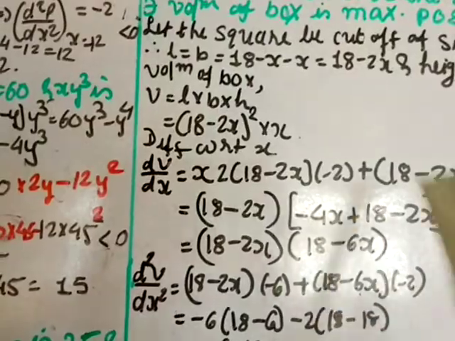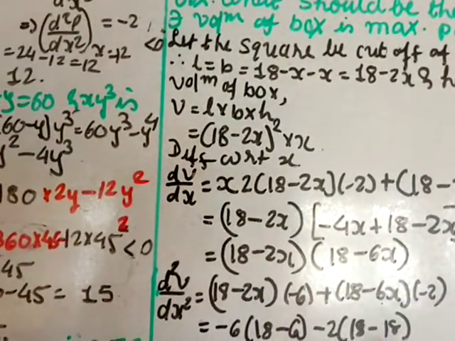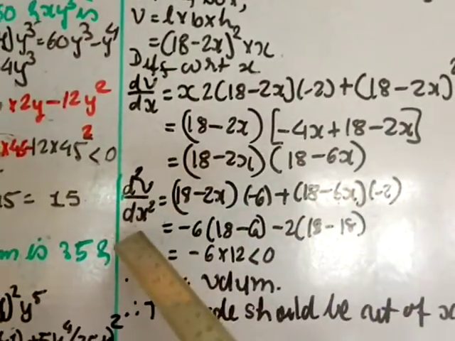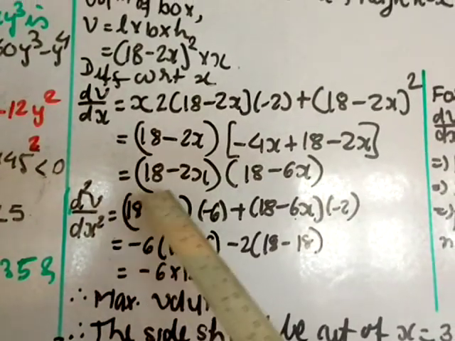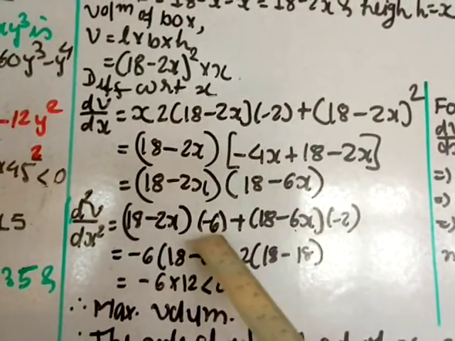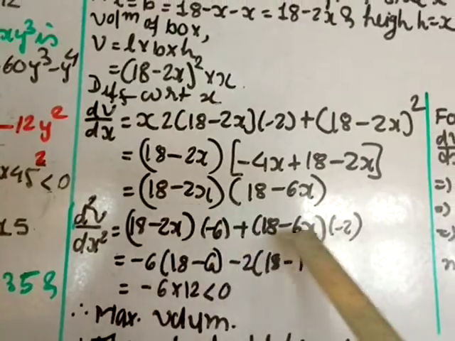Okay, I'll find the second derivative. So for the second derivative I am doing u into v. Okay, so d square V by dx square equals, first I am keeping this as it is, and its derivative is minus 6, plus this as it is, and its derivative is minus 2.